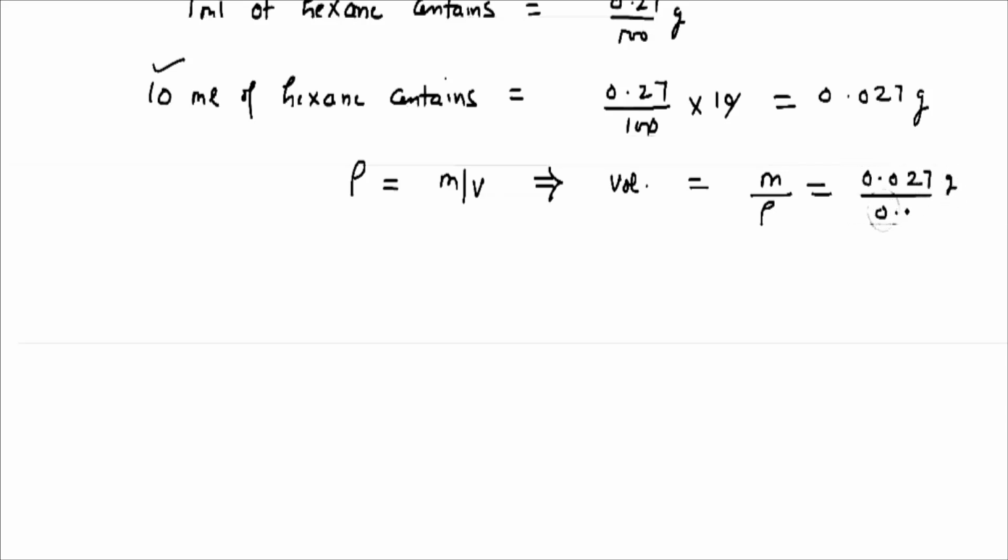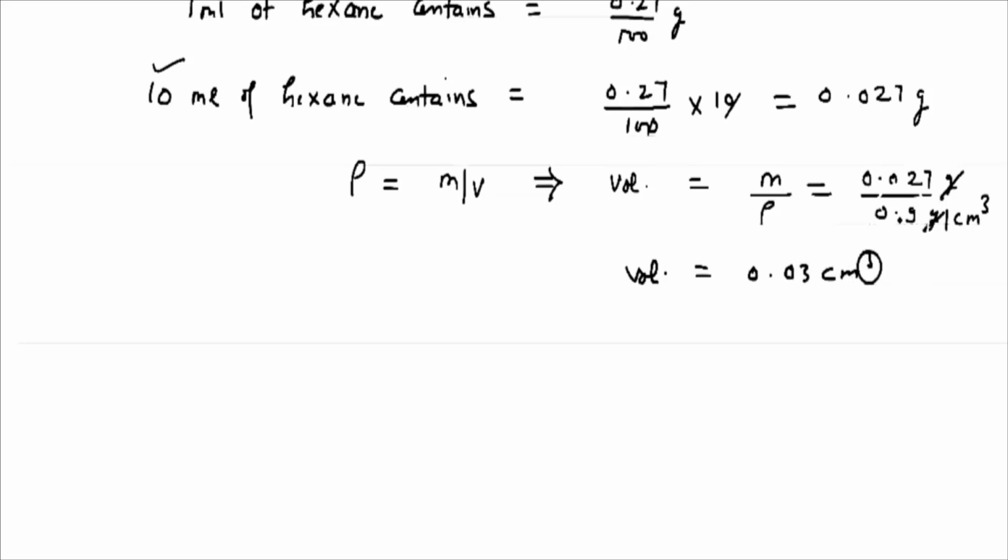The density is 0.9 gram per centimeter cube. From here you can easily see that gram cancels with gram, and after solving, the volume comes out to be 0.03 centimeter cube.